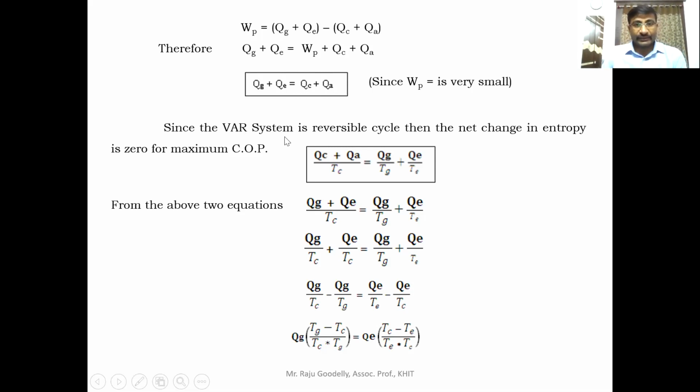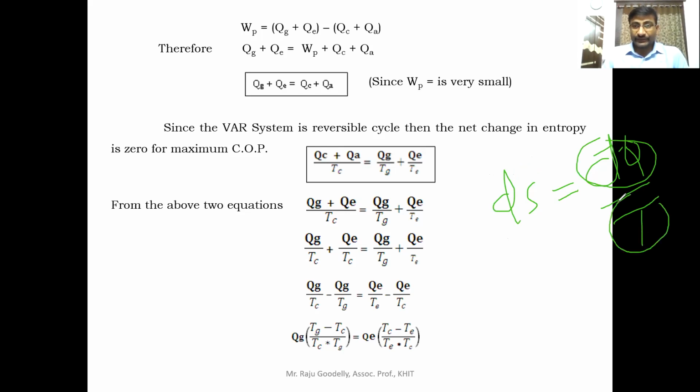Clear? Since the VAR system is a reversible cycle, the net change in entropy is 0 for maximum COP. So for maximum COP, it must be a reversible cycle and the net change in entropy is 0. For entropy change, we know the formula: change in entropy ds is equal to dq by T. This is the Clausius inequality again, dq by T. Every time we use this formula, ds is equal to dq by T: the heat transfer across the system divided by the temperature at which this heat transfer is taking place. Clear? This is the change in entropy.